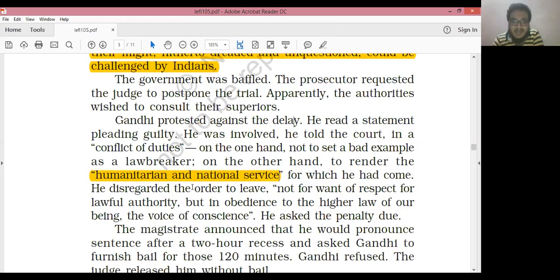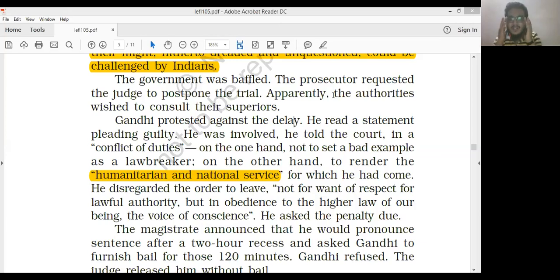He disregarded the order to leave. He disregarded means he did not give it concern; he disobeyed the order. Not for want of respect for lawful authority, but in obedience to the higher law of our being, the voice of conscience. The voice of inner conscience was suppressed. The Indians' voice was suppressed; they were not allowed to speak. He wanted that to be raised again. He wanted people to start speaking and doing their work, and their rights and freedom should not be stopped.